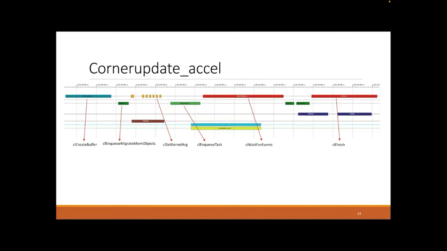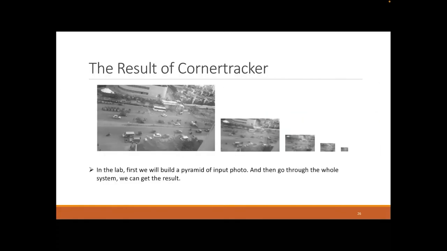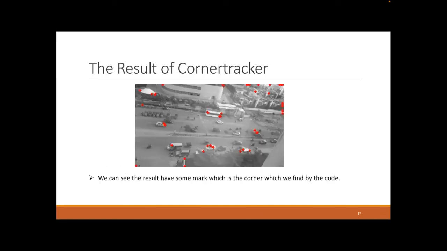Okay, and this is the result we get. And first, we use the pyramid down to build the 5 size image, and we compute the optical flow and find the kernel. So this is run on the U50. Yes. And this is the kernel we find in this image.